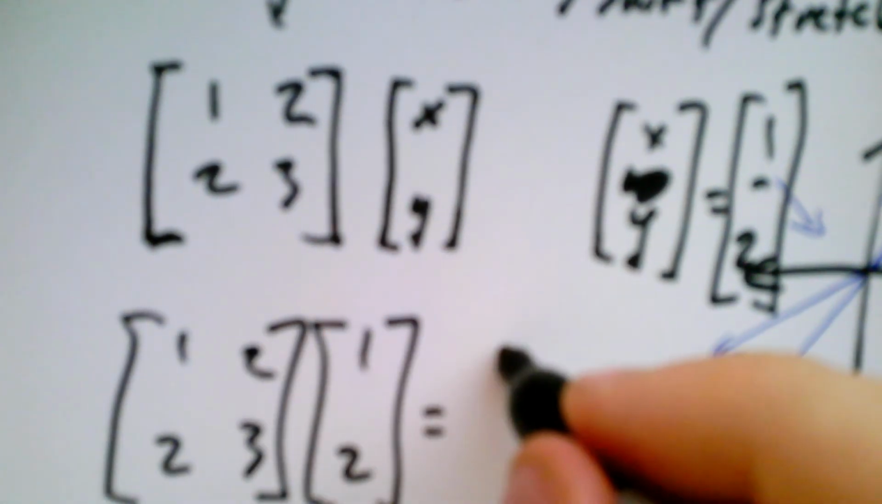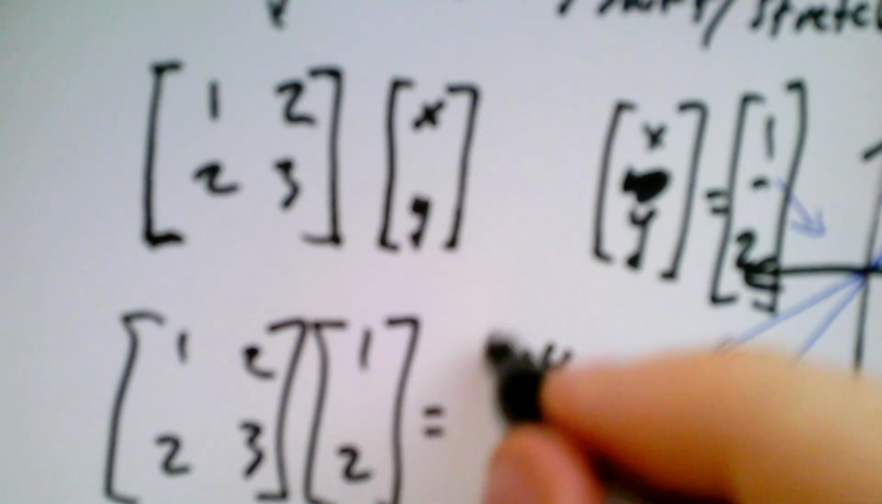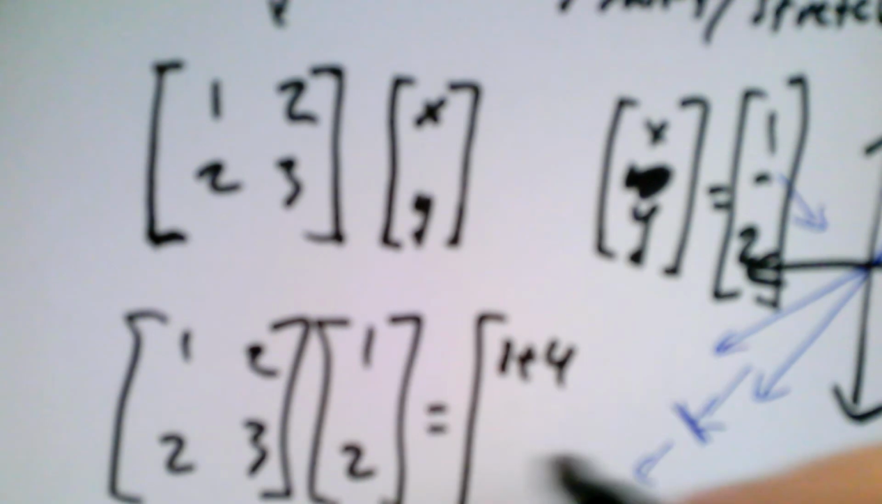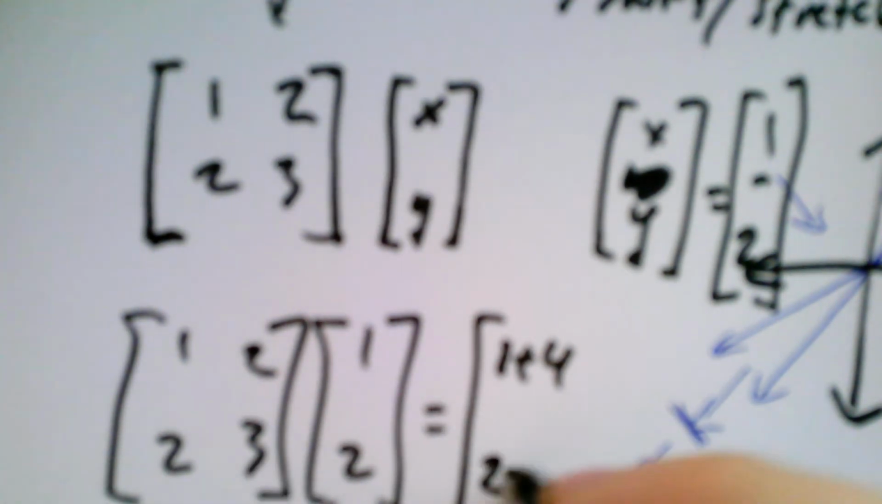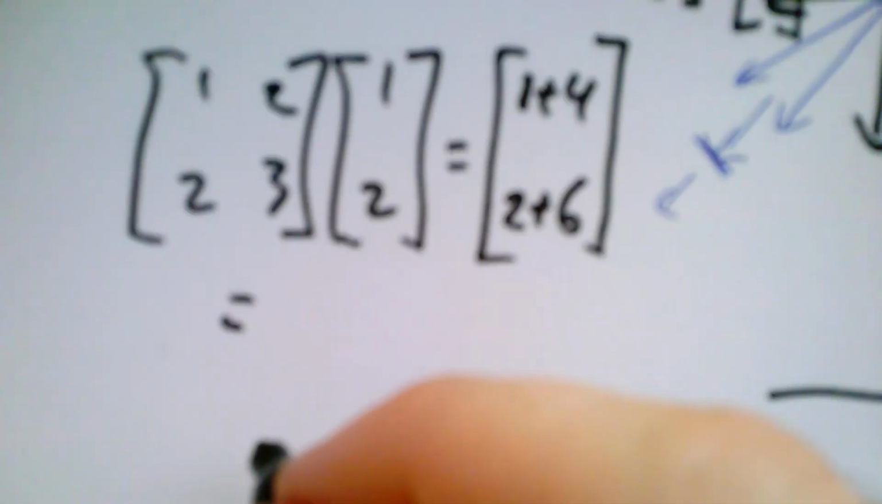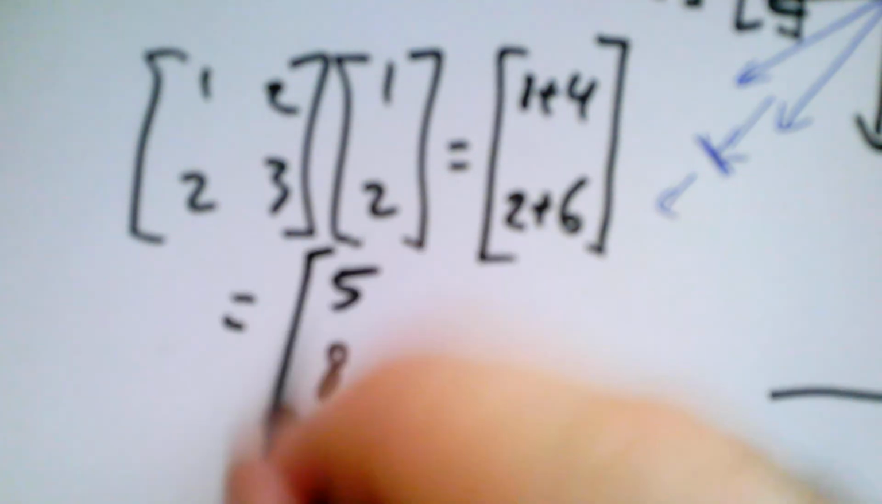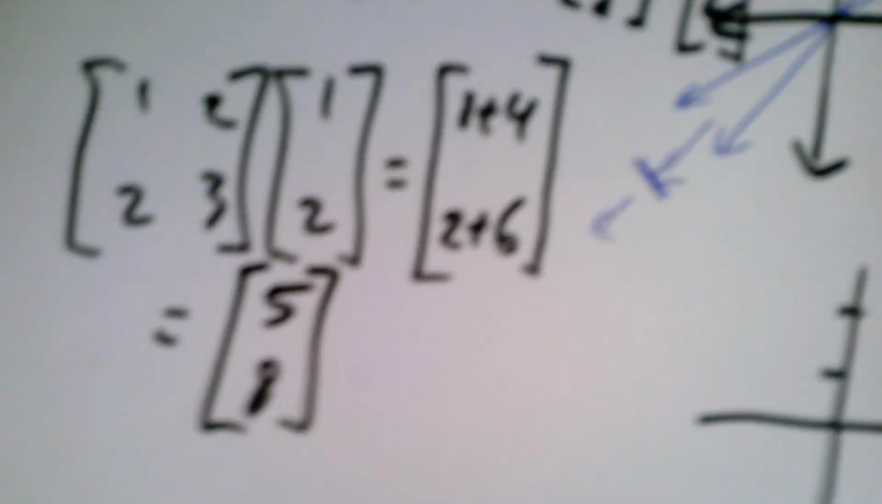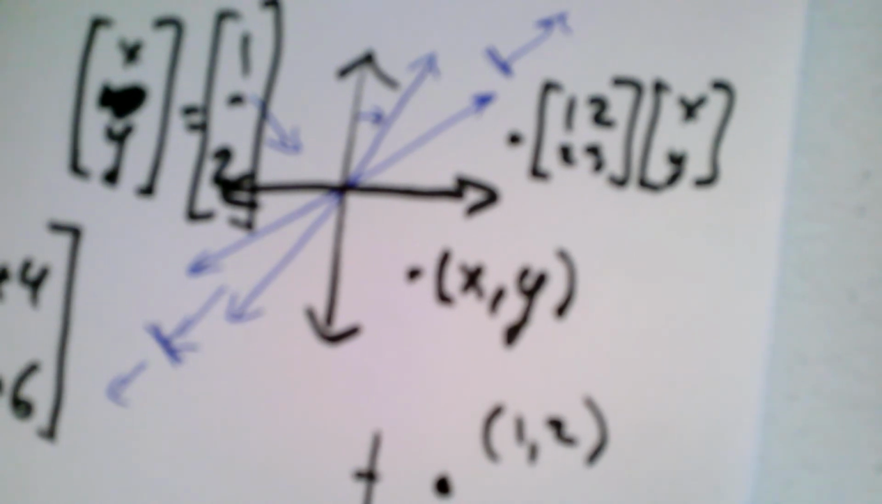We go 1, 2 times 1, 2 is equal to 1 times 1 is 1, plus 2 times 2 is 4, and then 2 times 1 is 2, plus 2 times 3 is 6, and that is going to equal 5, 8. So this is our new point, 5, 8. So 3, 4, 5, and 8's way up here. I'm going to put it up here. Here's the point, 5, 8.